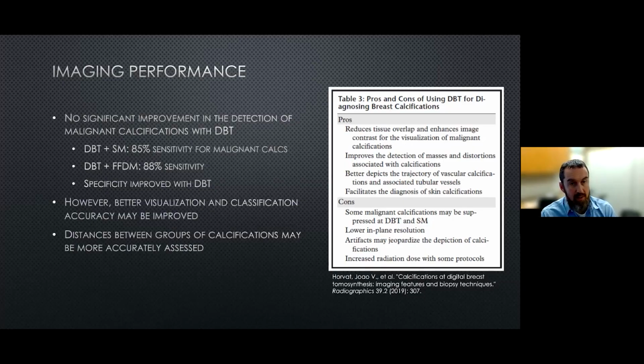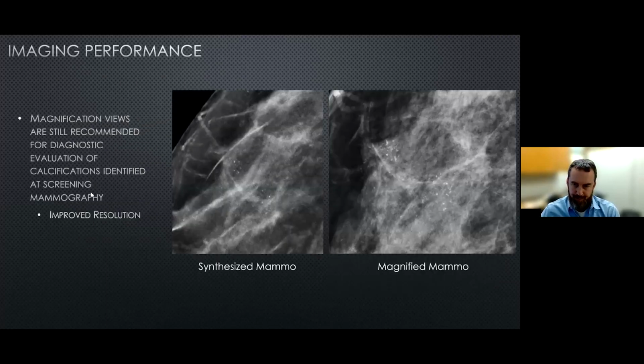However, we may get some better visualization, particularly if the reconstruction algorithm increases the conspicuity of calcifications, and classification into benign or malignant may be improved, or putting into one of those specific categories. In addition, we have some localization information which might be helpful, and determining distances between groups of calcifications may be more accurately assessed. At the current time, magnification views are still recommended for diagnostic evaluation of calcifications identified at screening mammography, and that's purely related to the improved resolution of magnified mammograms.